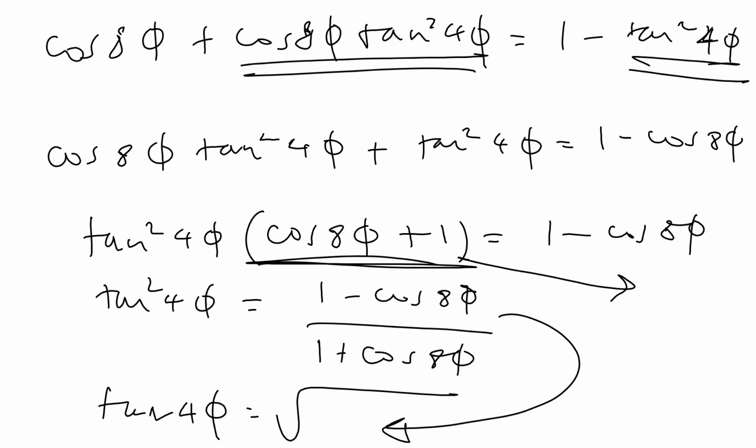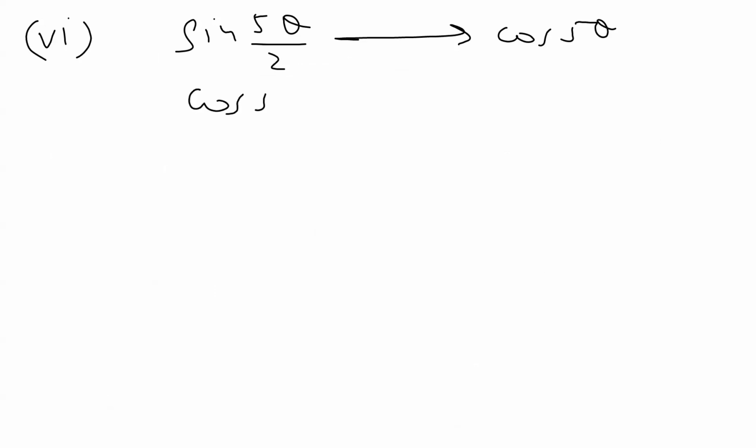Sixth one. Sin 5 theta by 2 in terms of cos 5 theta. Now see, the bigger angle is 5 theta. So first we'll convert the bigger angle to a smaller angle.